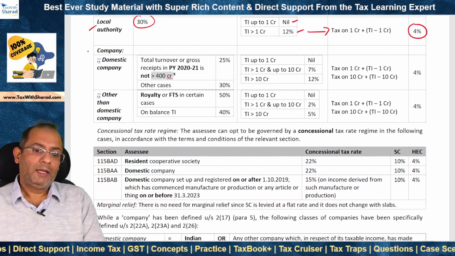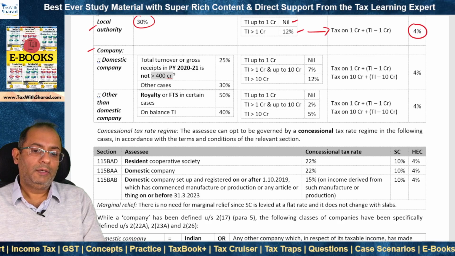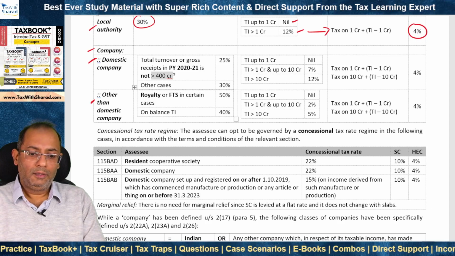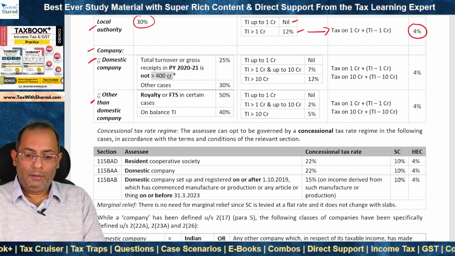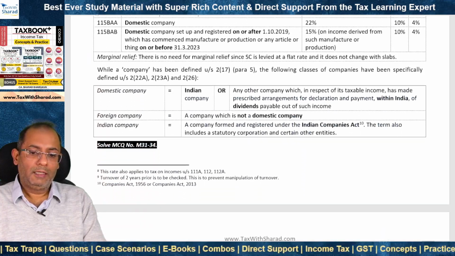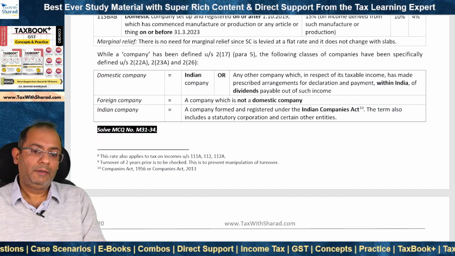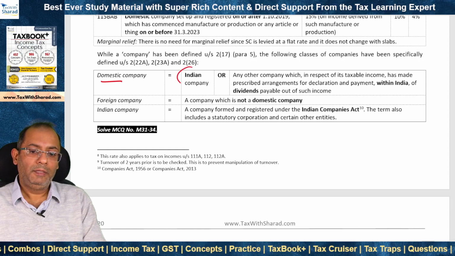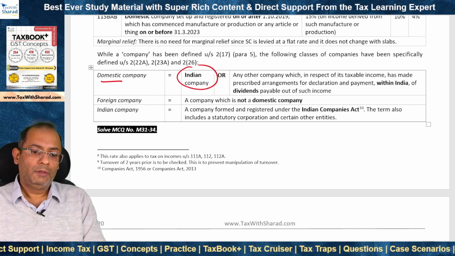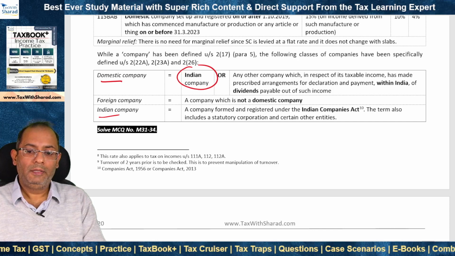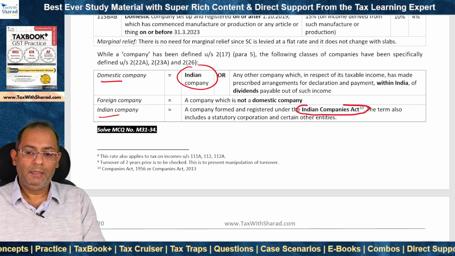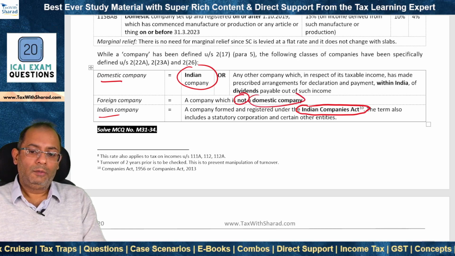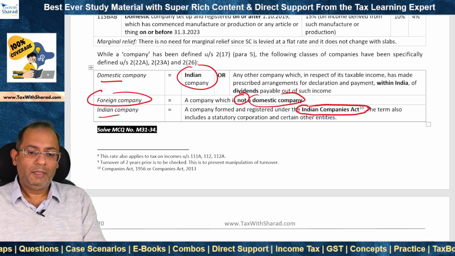Right? As far as a company is concerned, you need to figure out whether the company is a domestic company or a company other than a domestic company. Now, what is a domestic company? It has been defined. There is a specific definition to it. We will not deal with this in detail, but to be brief, a domestic company is basically an Indian company. What is an Indian company? It is a company formed and registered under the Indian Companies Act. Consequently, a company which is not a domestic company is a foreign company.